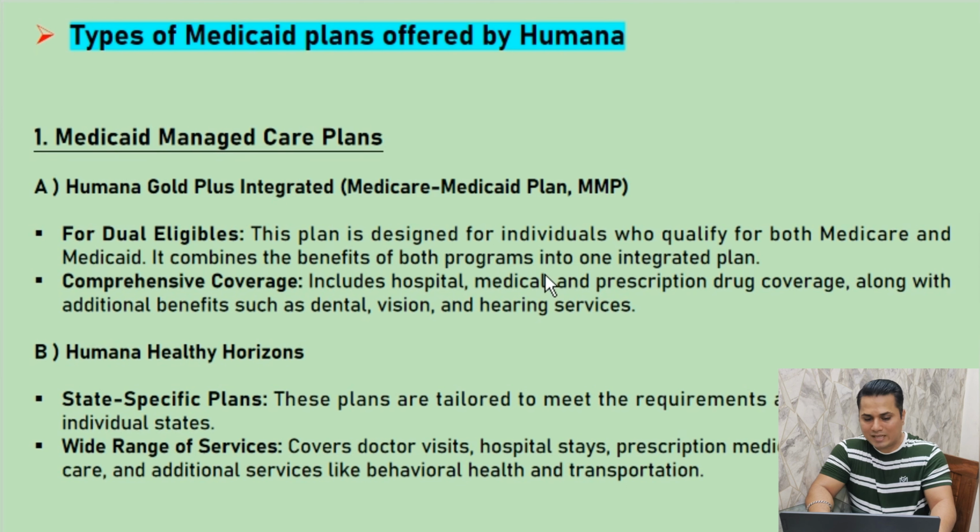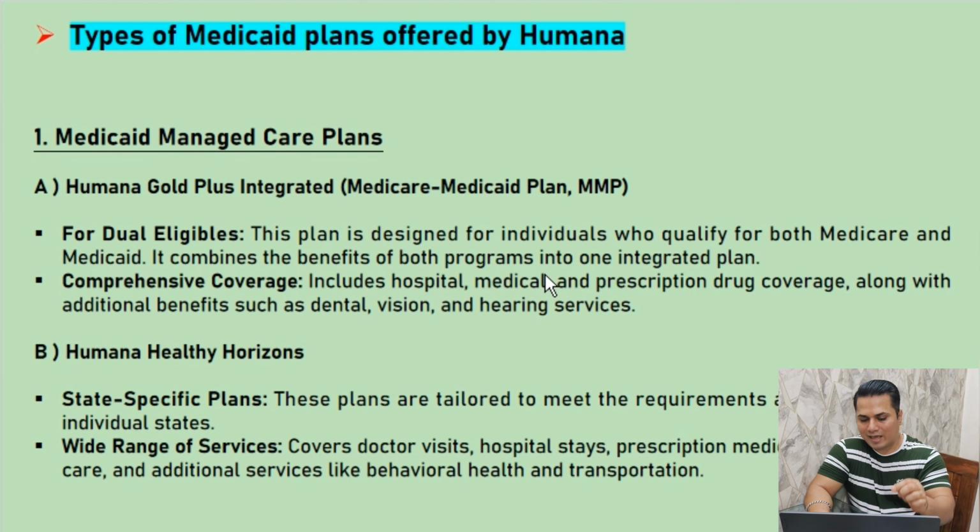A. Humana Gold Plus Integrated, a Medicaid-Medicare plan, which is called MMP, guys. For dual eligibles, this plan is designed for individuals who qualify for both Medicare and Medicaid. It combines the benefits of both programs into one integrated plan. Comprehensive coverage includes hospital, medical, and prescription drug coverage, along with additional benefits such as dental, vision, and hearing services.